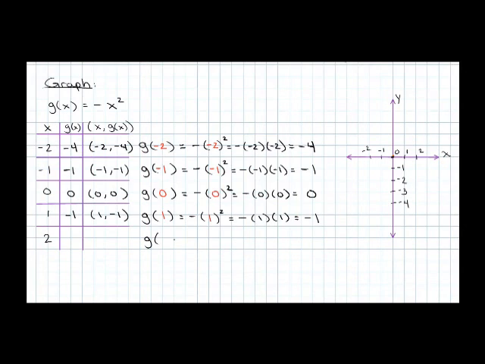And the last value we're going to substitute for x is 2. G of 2 is going to equal a negative times 2 squared. 2 squared is just 2 times 2, which is a 4, and then I multiply with the negative, and that gives me negative 4.